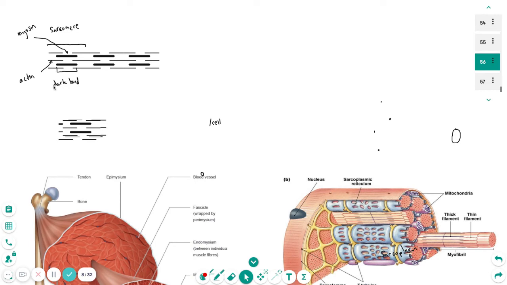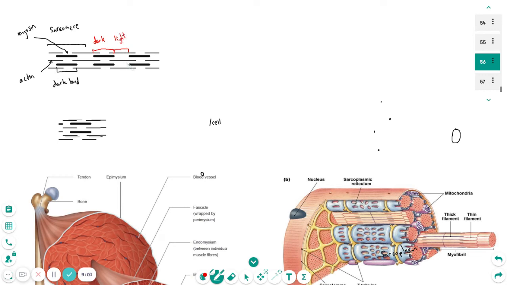So I started talking about this dark band. The dark band is where there's a bit of a crossover. You can see where the myosin and the actin are both together. That's the dark band. And the light band is the bit that isn't containing the myosin. So that's the light band.